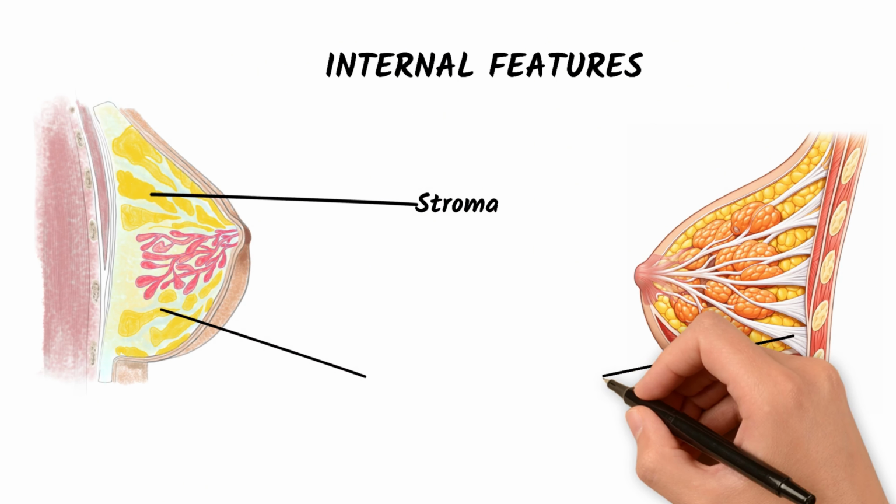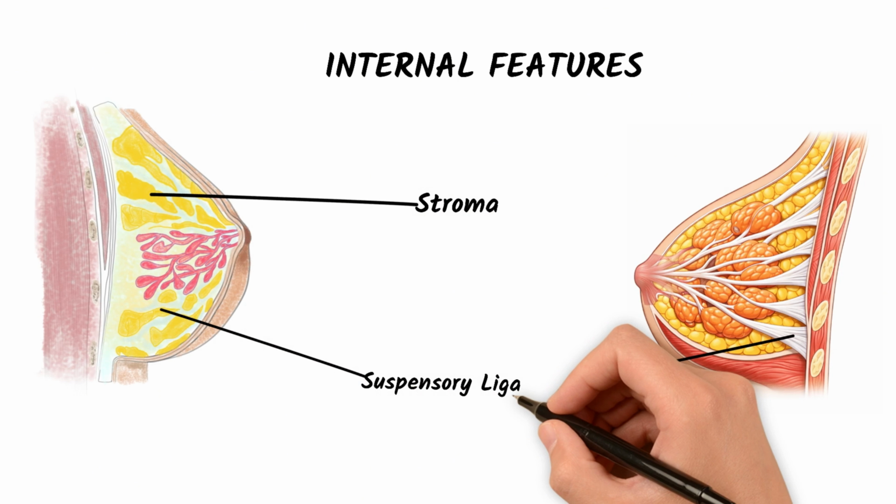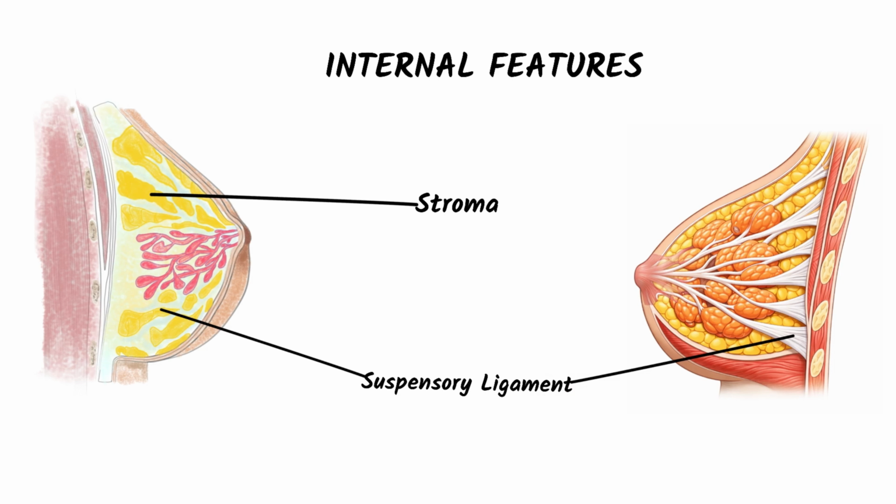Within the stroma, portions of connective tissue condense into fibrous bands called the suspensory ligaments of Cooper. Arranged radially, these ligaments anchor the dermis to the ducts and to the pectoral fascia beneath. They play a crucial role in maintaining the natural lift and contour of the breast. With aging and gradual atrophy of these ligaments, the breast becomes increasingly pendulous.